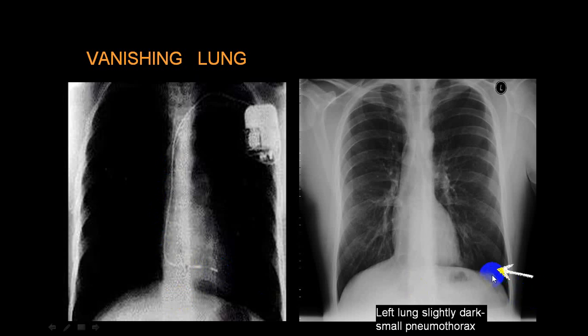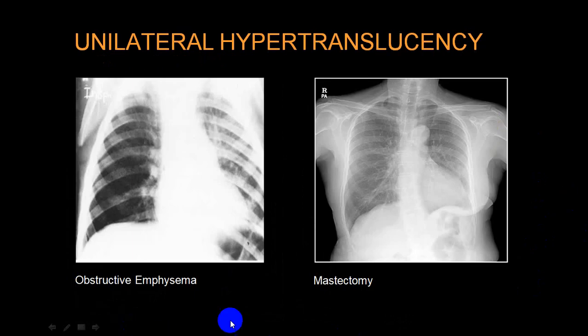Now here, it is a little difficult, but if you see, this is a border of the lung. So when you see such, this area is radiolucent. So this is a small pneumothorax. Difficult to identify, but if you try to look at it properly, you will be able to identify. And you will see that shadow is going right up to here. So if you see unilateral hypertranslucency, look for emphysema, look for pneumothorax.